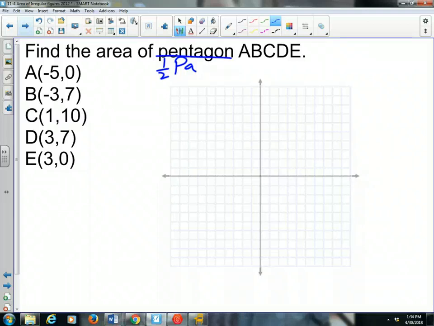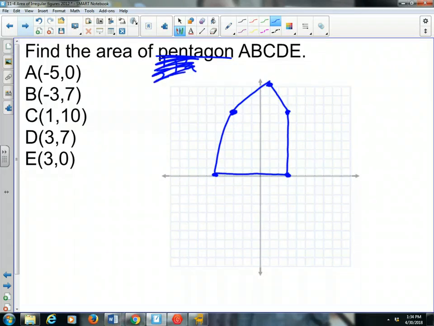So -5, 0 is right there. Left 3, up 7 is right there. Right 1, up 10. Right 3, down 7. Right 3, down 0. So class, is this regular? The answer is no. This looks like a badly constructed house, a leaning house or something like that. So we're certainly not going to use 1/2 perimeter times apothem.